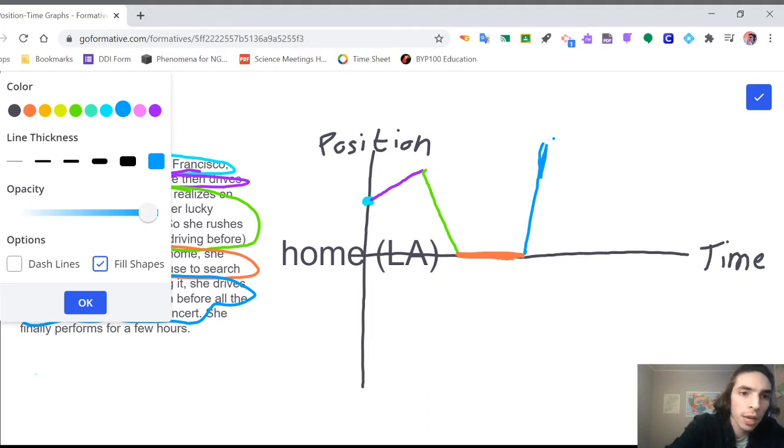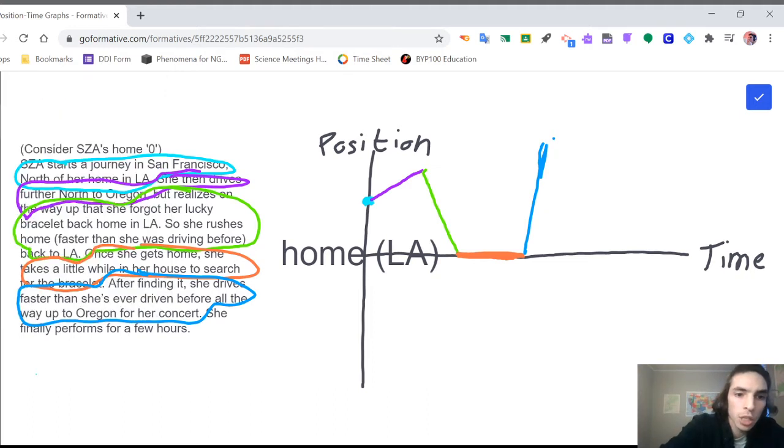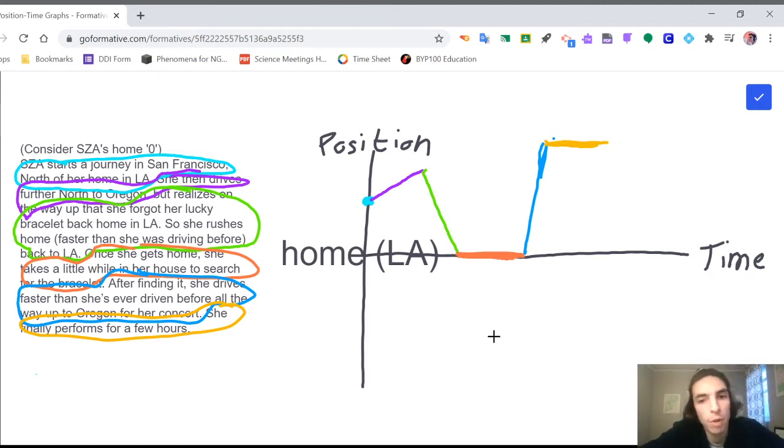And then the final thing that we're told is just that she performs for a few hours. I'm assuming that this is an online concert. Maybe it's her NPR at home Tiny Desk concert or something safe right now for people. But that's the end part of her journey where she's at rest again. Her position, the Y value, is not changing, but time continues to march for however many hours she's performing, for a few hours. All right. So that is our first example.